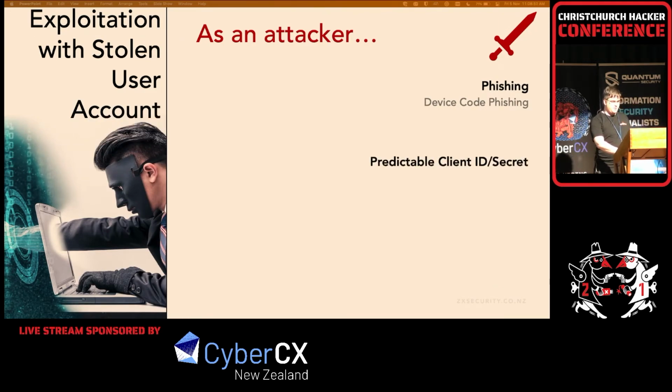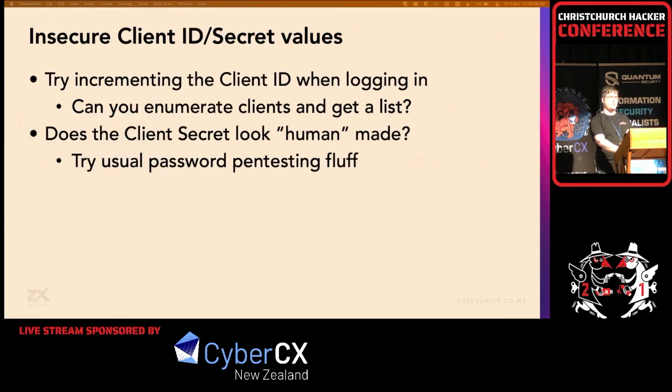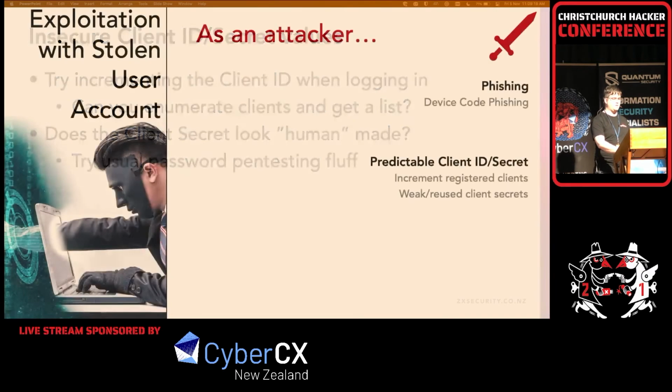Last things, I'll very quickly go through this. Predictable client IDs and secrets. Have a look at those client IDs and secrets that you've stolen. Maybe they're incrementable because they're not some sort of randomly generated thing. You might be able to just iterate through them all. And also, does the client secret look kind of human-made? The idea is that developers shouldn't be able to choose their own client ID and secret values because they're just things that computers are using to talk to each other. But if they're allowed to choose a password, maybe we can use our usual pen testing fluff to go and see if they're reusing the passwords or they've chosen weak values.